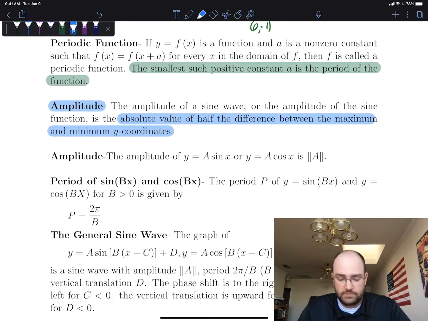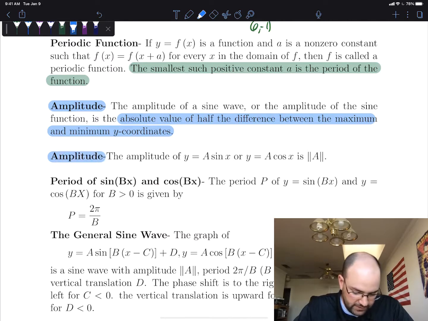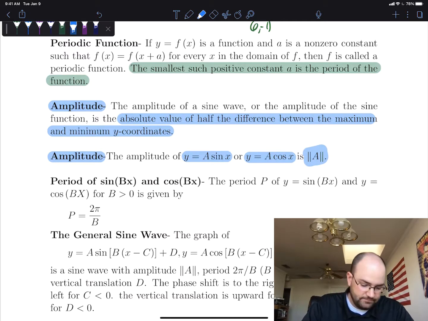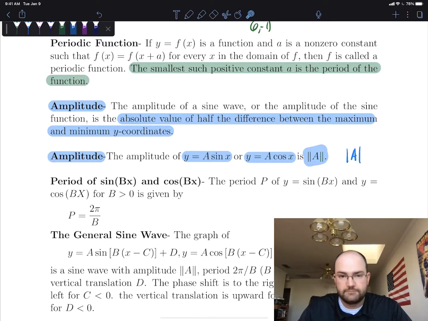Now, there's another way of looking at amplitude. If you have a function itself, and it's y equals a sine of x or y equals a cosine of x or something in that form, then the amplitude is just the absolute value of a. Don't worry about that extra vertical line there. It's just the absolute value of a. So this a out front tells us what the amplitude is. This should be very familiar to you. That a is very similar to the vertical stretch that we saw in 1414.